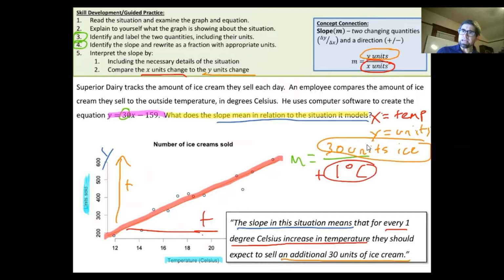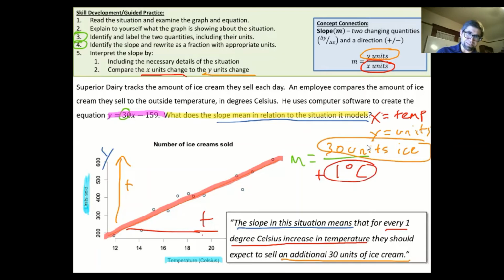Okay, that makes sense. Every 1 degree that the temperature outside goes up, they should expect to sell 30 more units of ice cream. And that's what this graph is showing us. It's showing us that as the temperature increases, so does the units sold. But I can't just say it like that. I need to use the actual numbers that they give me in the problem or in the linear model.